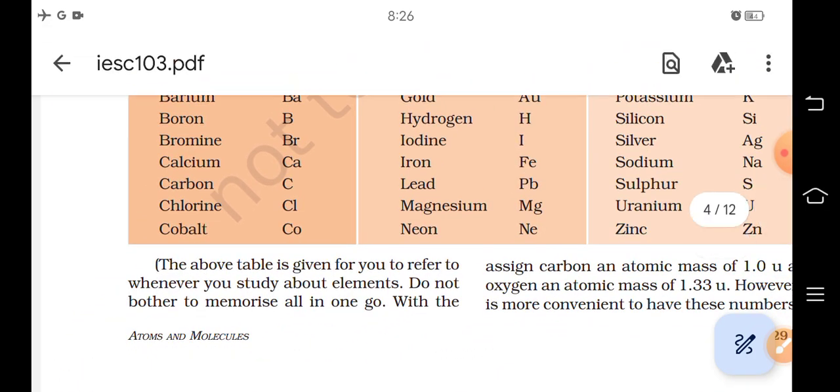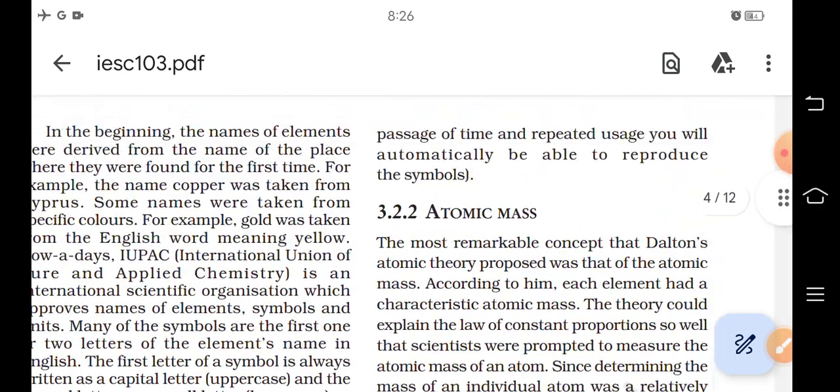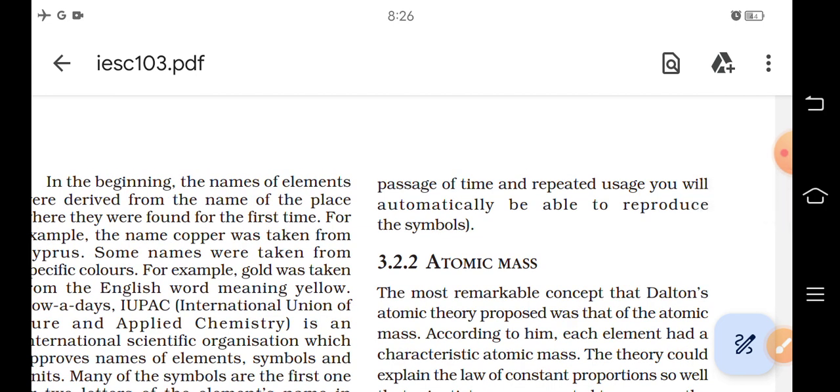The above table is given for you to refer to whenever you study about elements. Do not bother to memorize all in one go. With the passage of time and repeated use, you will automatically be able to reproduce the symbols.